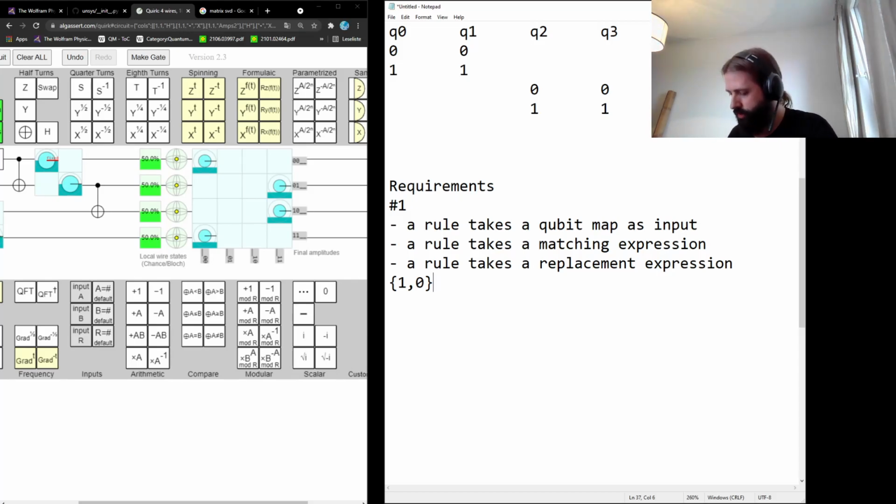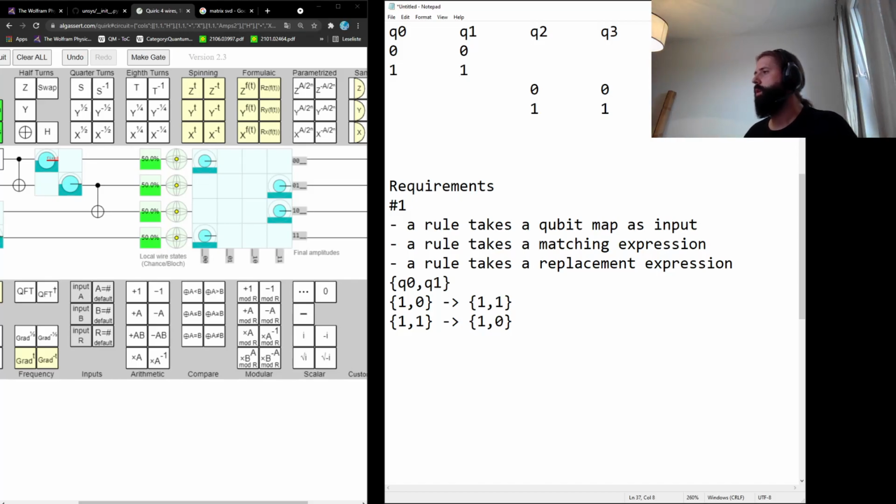So the rules that you would need for the CNOT would just simply be these ones, right? So basically two rules, which is find, and the map would be Q0, Q1, right? So that would be the map. So you would say find these kind of things in the hypergraph and replace them by these things in the hypergraph.